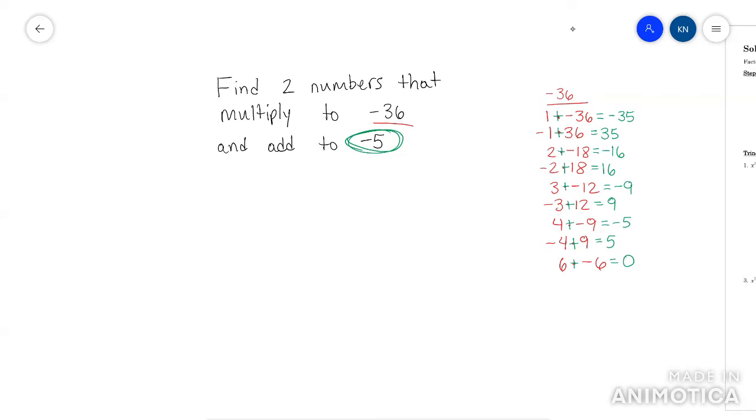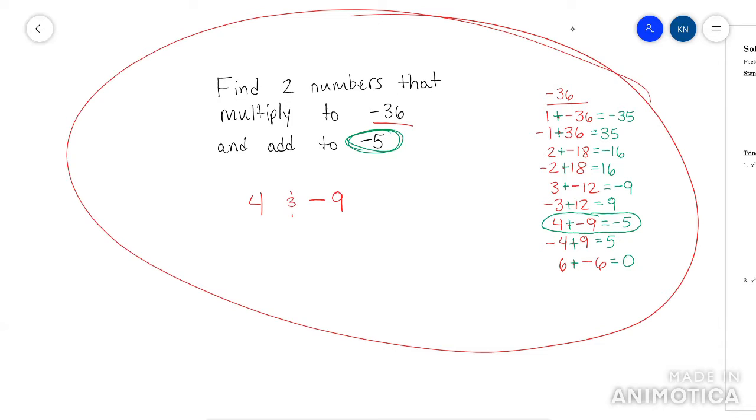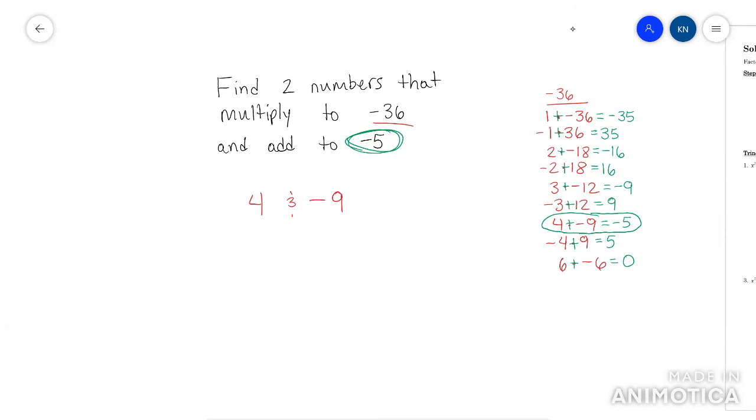You're looking for the one that adds up to negative 5. That would be this right here, 4 plus negative 9. So the combo of numbers that I need are 4 and negative 9. If you can't understand this concept of what I just showed you, you're not going to be successful at solving trinomials. So really practice this, understand it. It's the foundation for solving all of these problems.